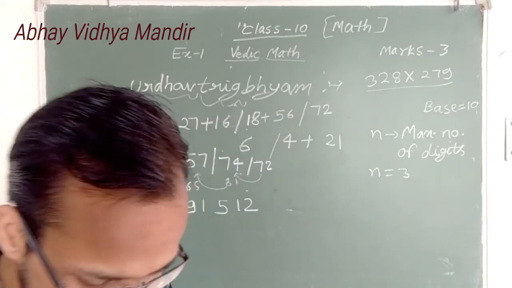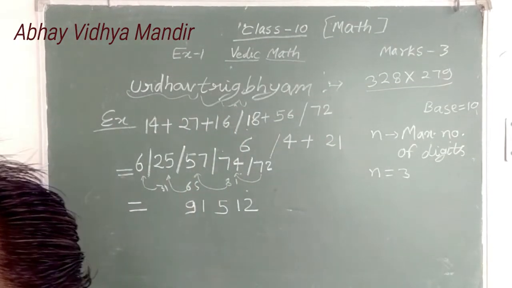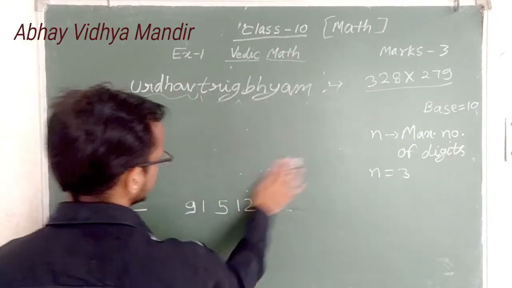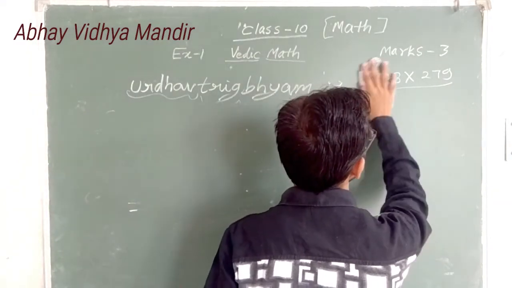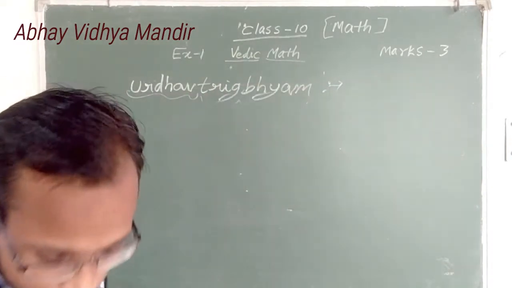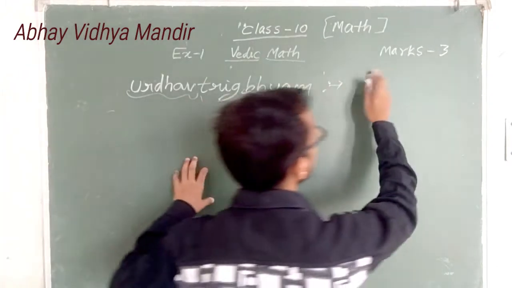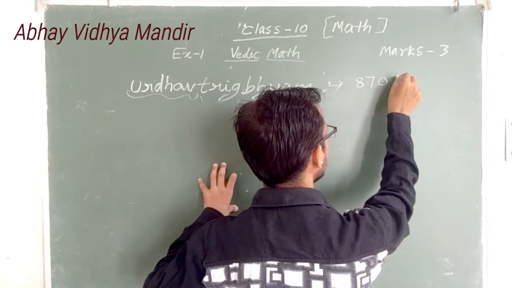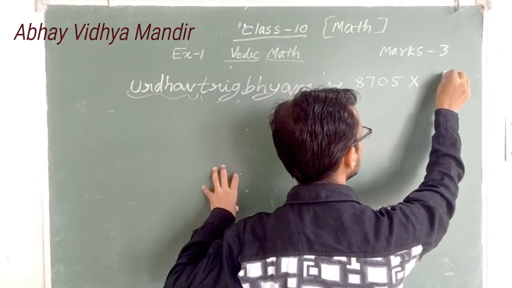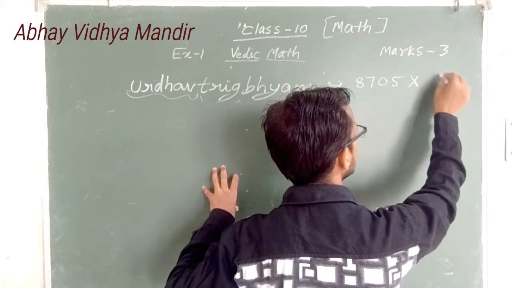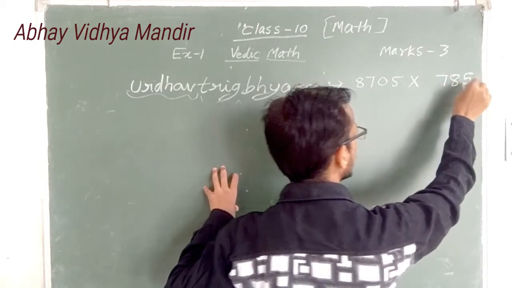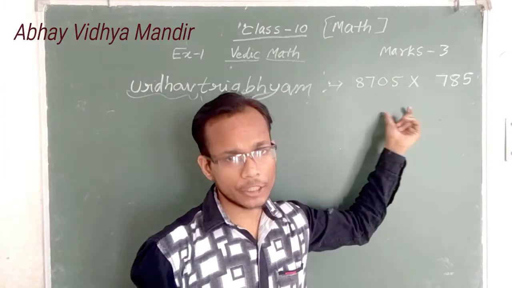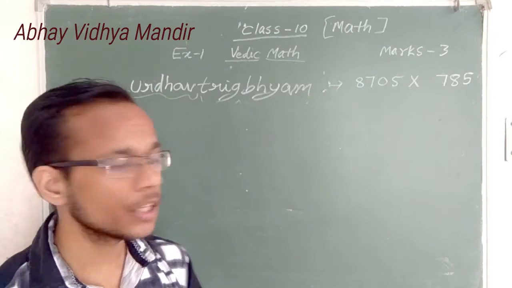So I will take a next example of this. Okay, let's see. Here are 4 digits and here are 3 digits. Both do not have equal digits. Here 4, here 3.